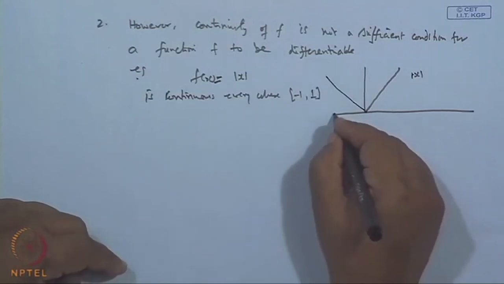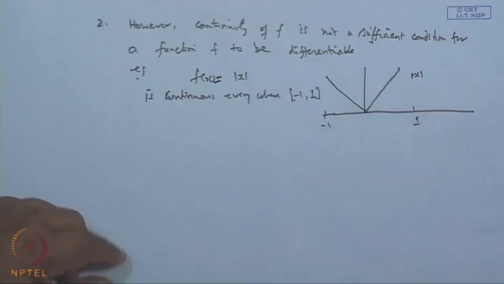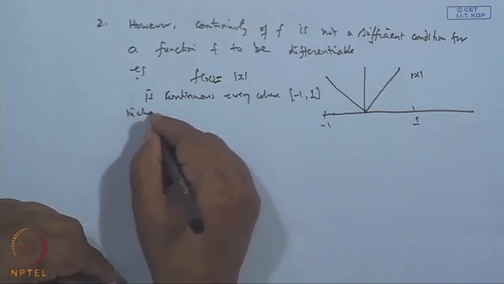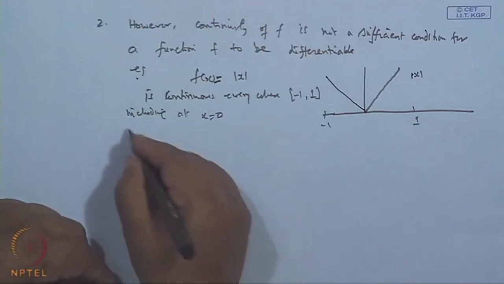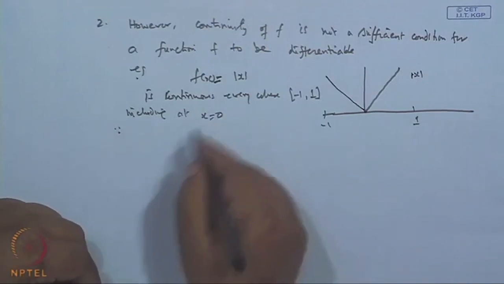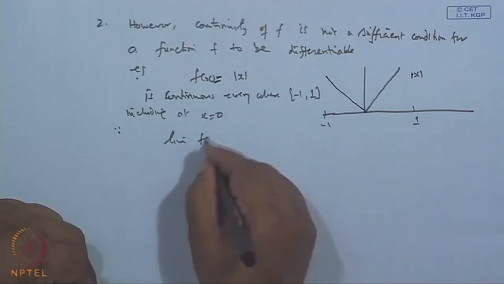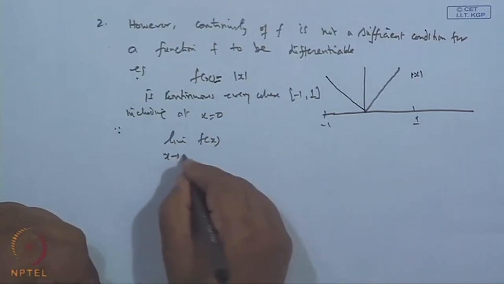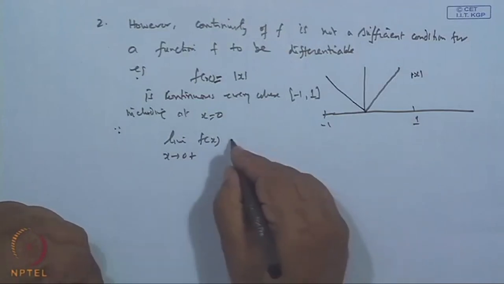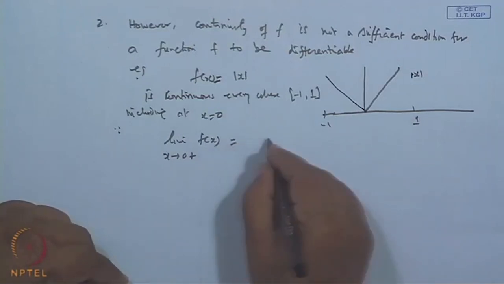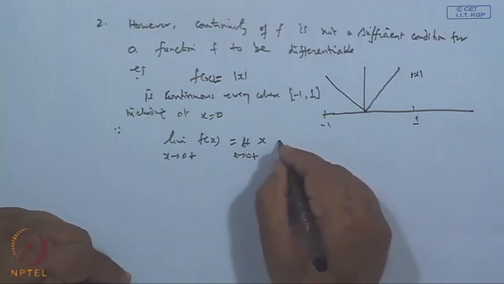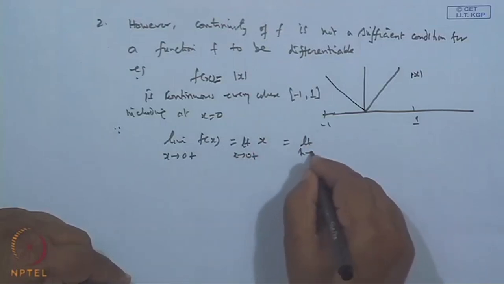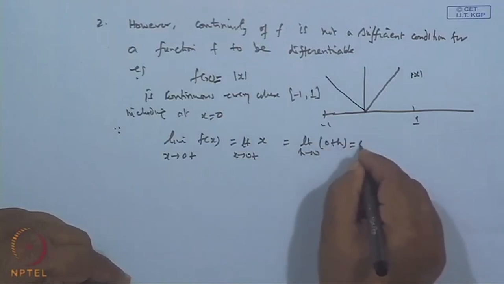I just take the interval, for my convenience, from minus 1 to 1, including the point x equal to 0. The reason is, suppose I want to test at the point 0: what is the limit of the function f(x) when x approaches 0 from the positive side? F(x) is x, and the limit as x tends to 0 from the positive side is 0.